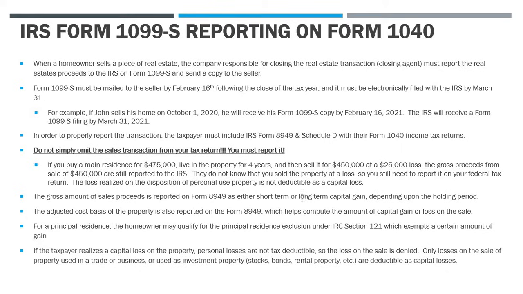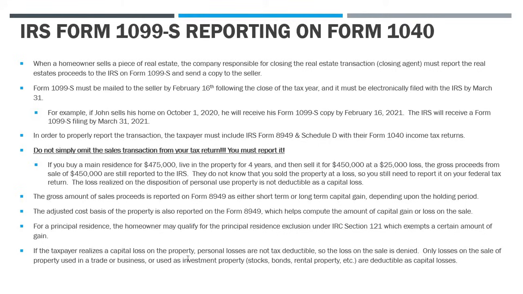Okay, so now what's also important to highlight, if this is your principal residence, so you've lived there 2 of the last 5 years, you might qualify for the principal residence exclusion under Section 121, which means that if you had a gain, you can exclude a certain amount of the gain, right? That's the nice thing about the principal residence exclusion.